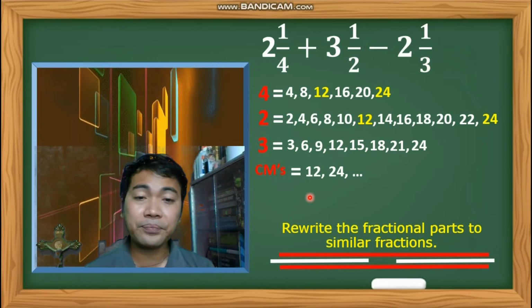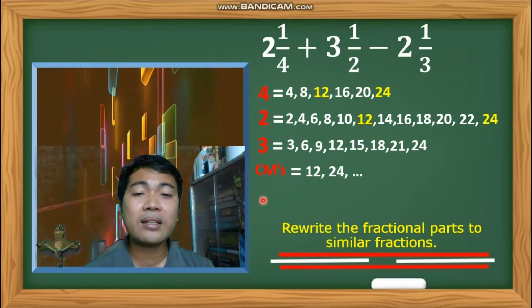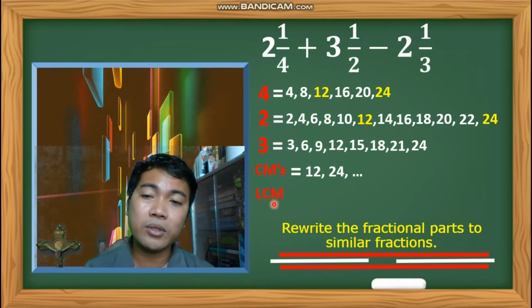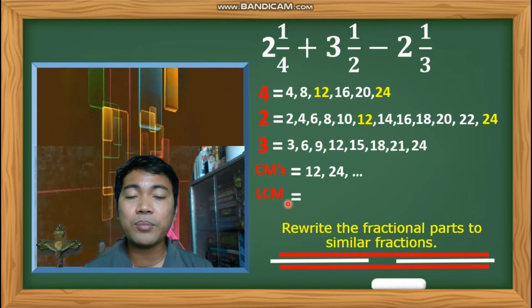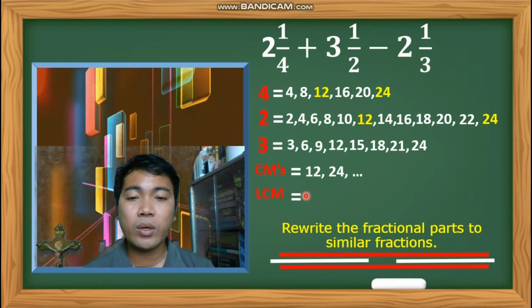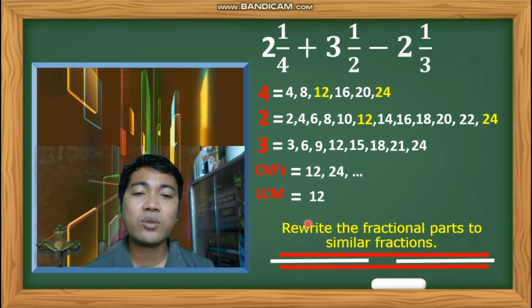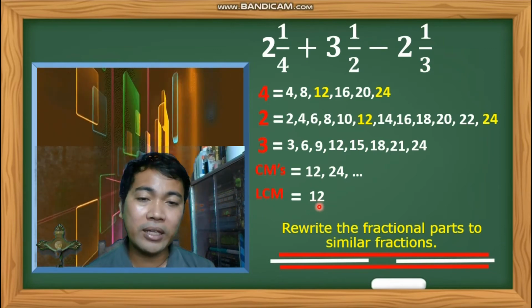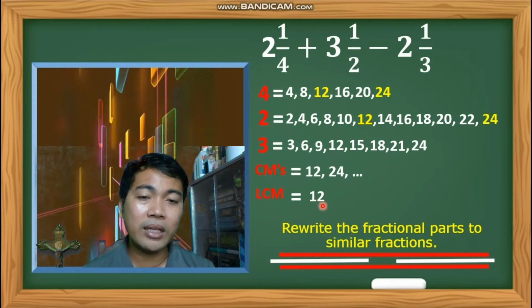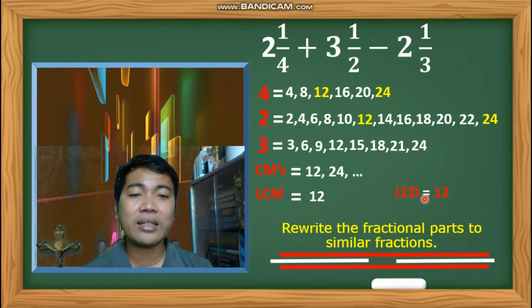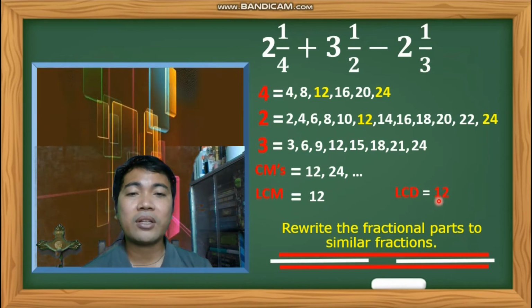Next is the LCM. Among these common multiples, kukunin natin ang least common multiple. So, the least common multiple of 3, 4, and 2 is 12. Ayan, nakikita naman natin sa 12 and 24, ang pinakamaliit is 12. Therefore, itong LCM na ito ito rin ang magiging LCD. Ito ang ating least common denominator.